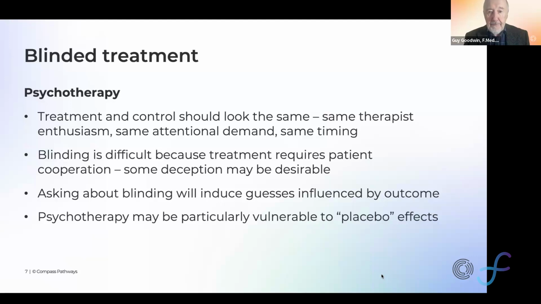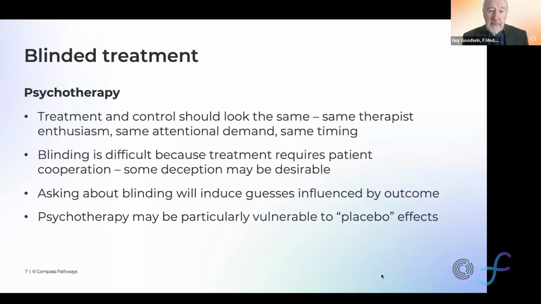For psychotherapy, as you're probably aware, if you do psychotherapy trials, the treatment and the control should look the same. You should have the same therapist enthusiasm, the same attentional demand for the patients, the same sort of timing, and preferably a different mechanistic approach, which allows you to say that something like, say, CBT is different from maybe relaxation training. You know, that's the sort of trial I'm thinking about.